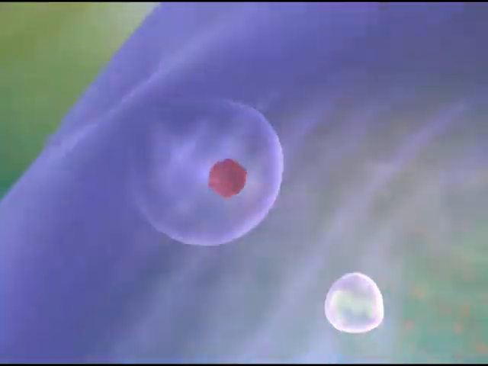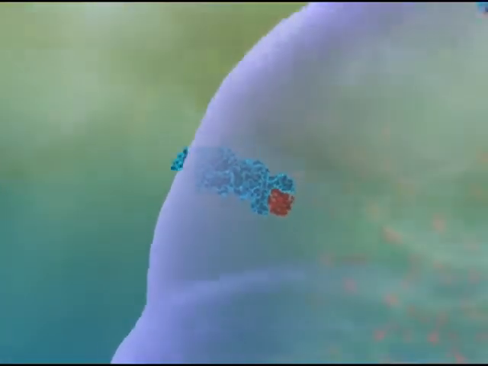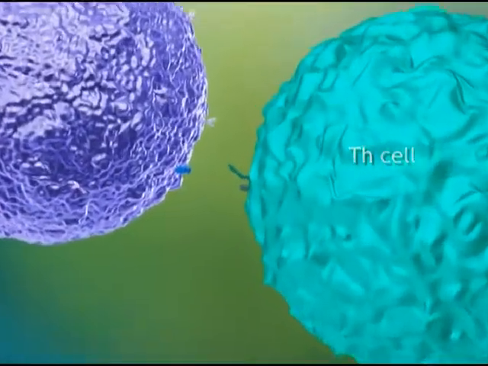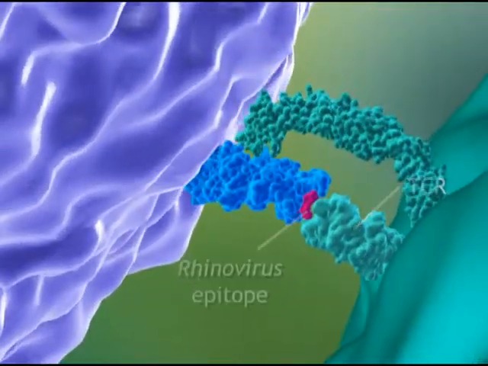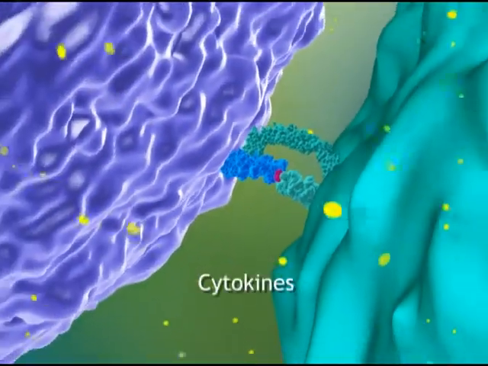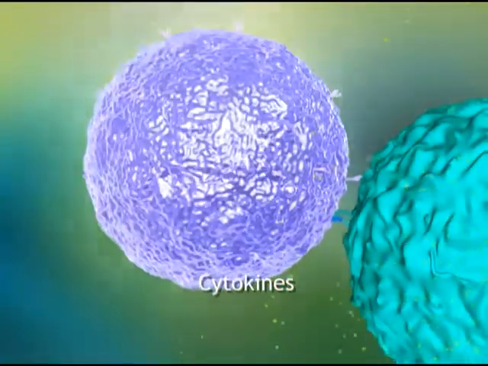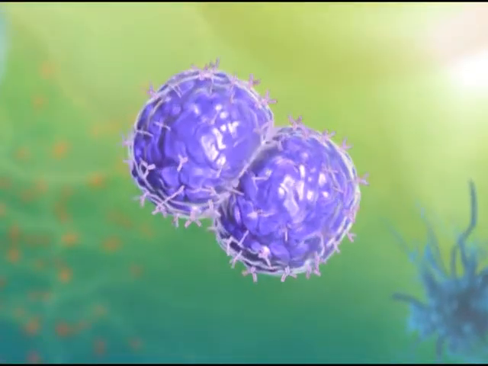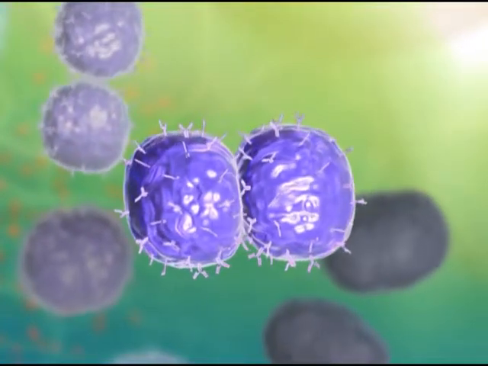The selected B cell takes in the rhinovirus, degrades it, and presents the rhinovirus epitope with its MHC2. Our mature helper T cell recognizes the rhinovirus epitope with its TCR and the MHC2 with its CD4. Then, the helper T cell secretes chemical messengers known as cytokines that activate the B cell. The B cell proliferates and differentiates in a process called clonal expansion, resulting in two types of cell.